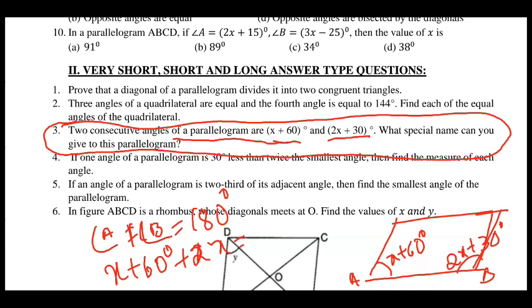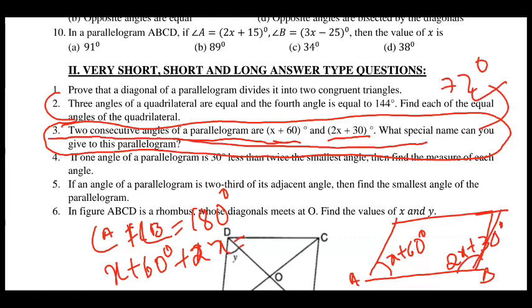Beta, we did not find x here. It was the previous one, and that is done. X is 72 degrees. This is the next question. We are solving the third question now. Oh, the third one. Okay. Yes. The two consecutive angles.